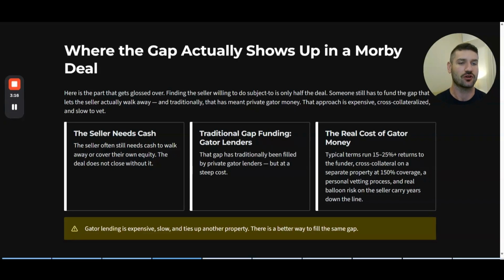These days, cross-collateral on a separate property at 150% minimum coverage, a personal vetting process, so they'll have an interview, real balloon risk on the seller carry years down the line. Gator lending is expensive. Let's not dance around it. It is slow and it ties up another property if you're trying to get them to go second position. There is a better way to fill the same gap.